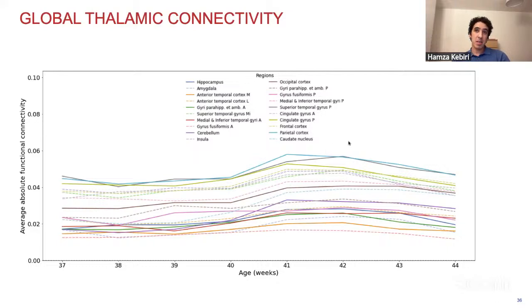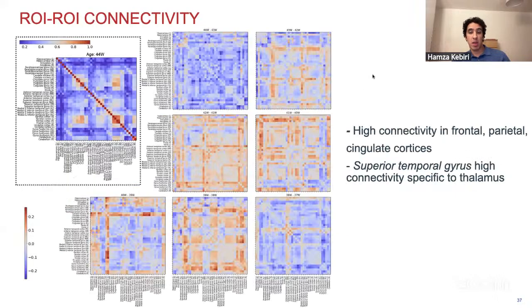Since the thalamus is part of the brain, we were saying, okay, maybe the connectivity of the thalamus is driven, or modulated, by the whole connectivity with the brain. So this is what we try to see here by computing the functional connectivity between the different regions of interest. And we could see some similarity, namely for the parietal and the frontal cortex that is very high, or even the cingulate cortex around here. And these matrices here are just differences of two consecutive ages. So this is 40 weeks minus 39 weeks, and etc.